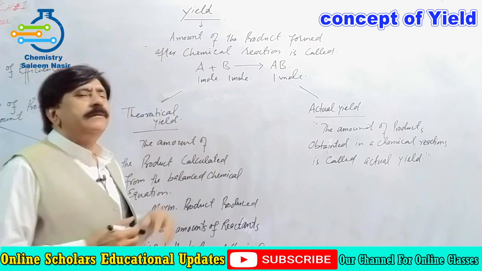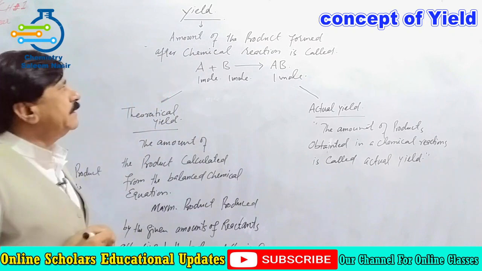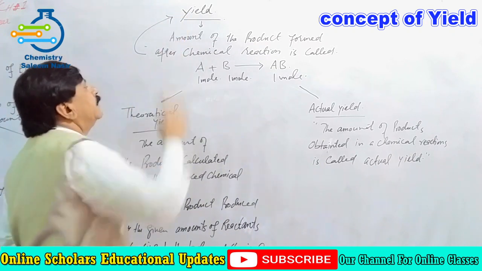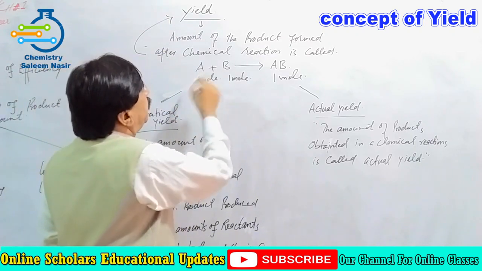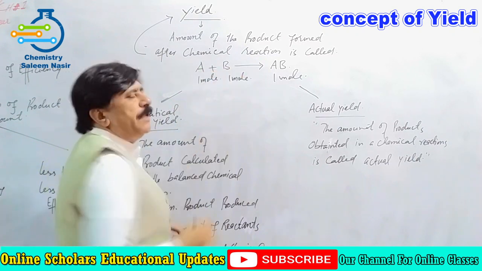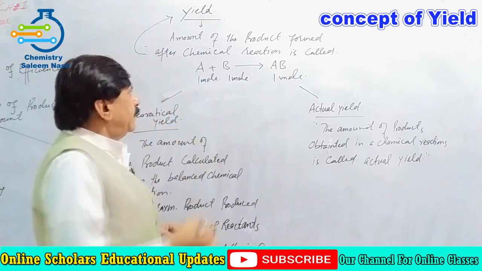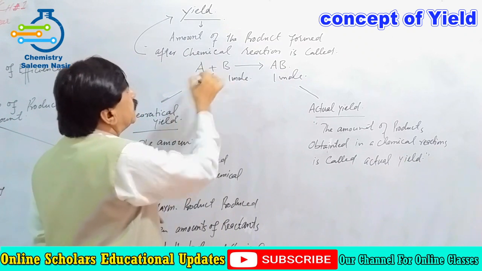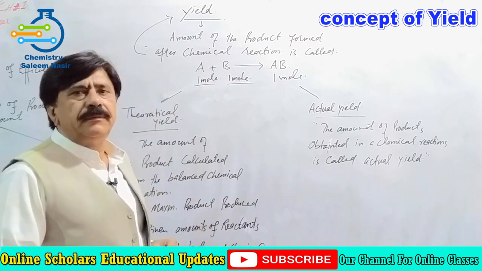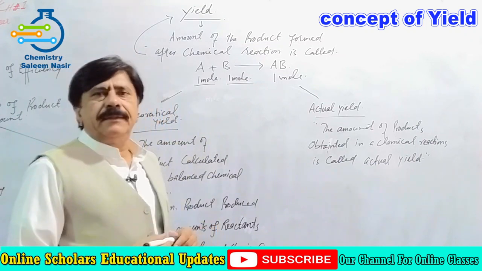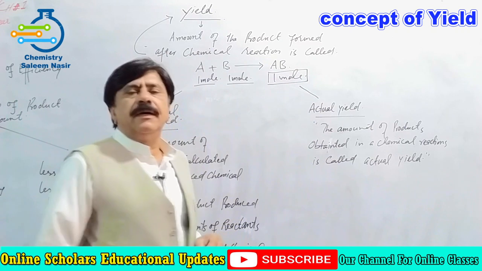Yield, the amount of the product formed after the chemical reaction, is called the yield. For example, let's suppose we have two different reactants, A and B, and they combine to form the product AB. The amount taken for the reactant A is 1 mole. The amount taken for the reactant B is 1 mole. And the chemist expected the amount of that product to be 1 mole.